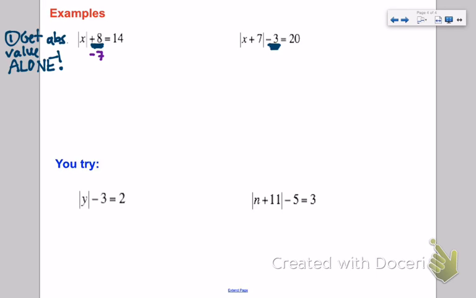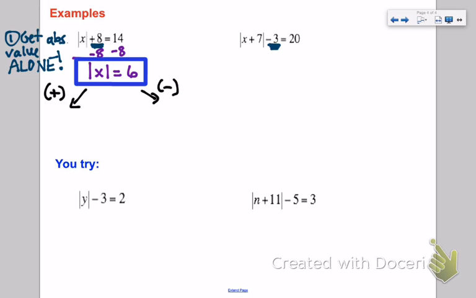So we're going to use the opposite operation here. Oop, I don't know why I picked 7. I need to use 8. That was silly. So I get absolute value of x equals 14 minus 8, which is 6. Now that I have my absolute value alone, I'm going to put a big box around this because this is the equation I use to split up into both my cases, my positive case and my negative case.